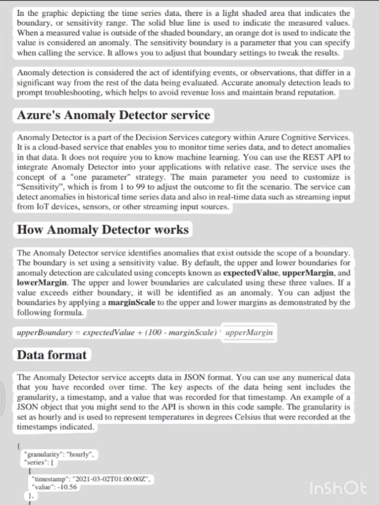Data format. The Anomaly Detector service accepts data in JSON format. You can use any numerical data that you have recorded over time. The key aspects of the data being sent include the granularity, a timestamp, and a value that was recorded for that timestamp. An example of a JSON object that you might send to the API is shown in this code sample. The granularity is set as hourly and is used to represent temperatures in degrees Celsius that were recorded at the timestamps indicated. Granularity.